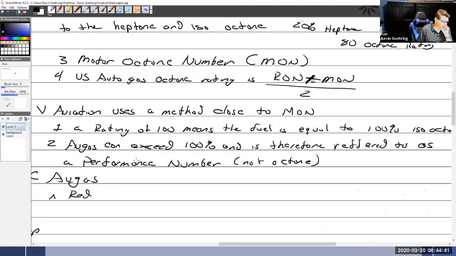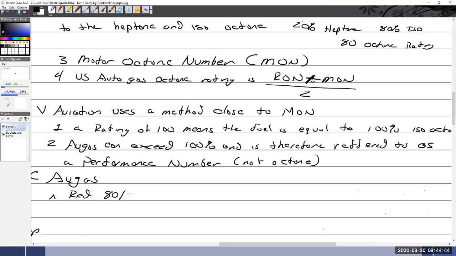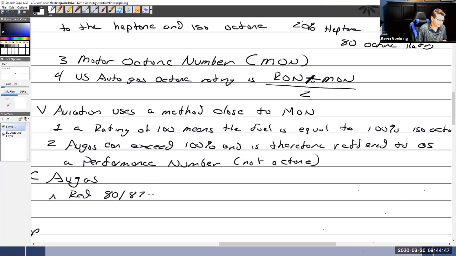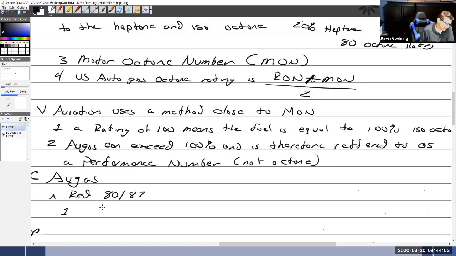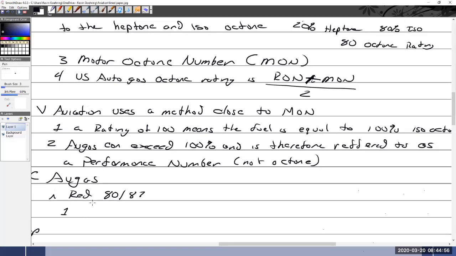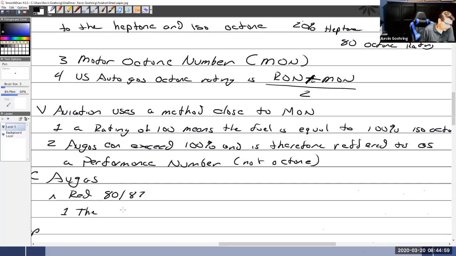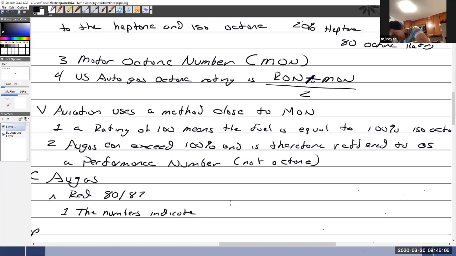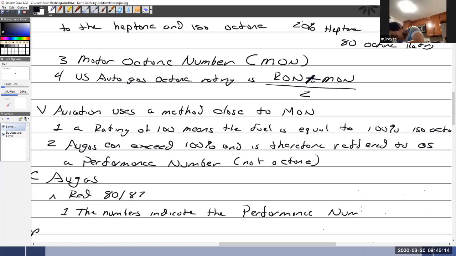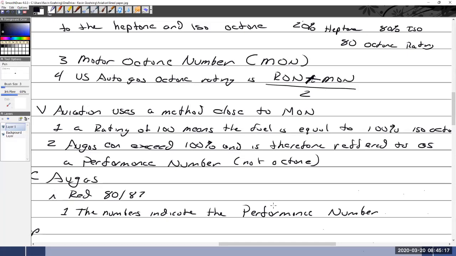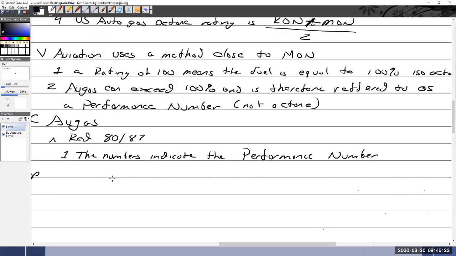So, avgas, red, is also known as 80/87, and it gets 2 numbers. The reason why is they could not make up their mind, and they got in a fight over it, and they just said, fine, we'll just do that. So that's not true. Okay, the numbers indicate the performance number, which is like the octane rating. Or we could say that is the anti-knock characteristic. It's similar to 80/87. All right.